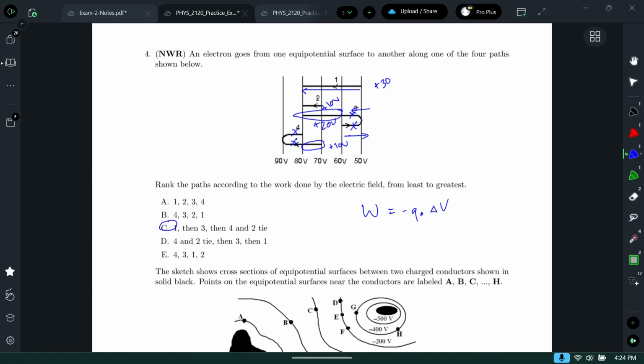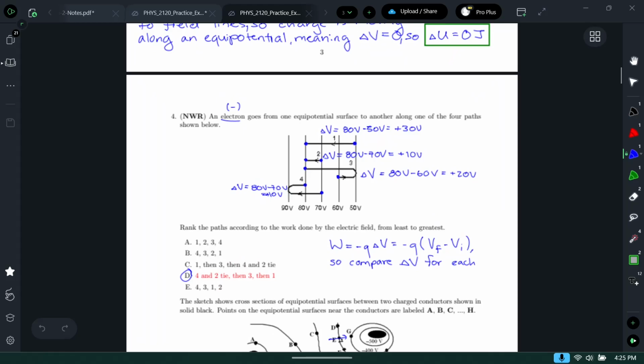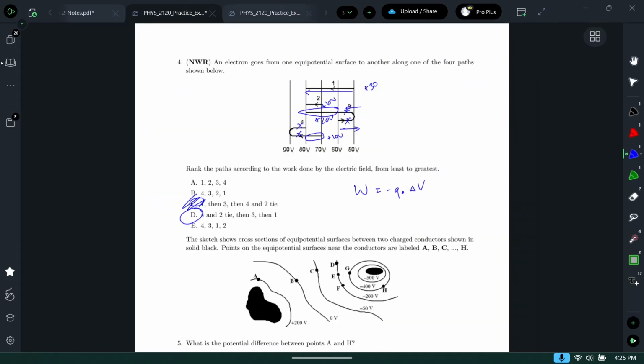Is that what I had as a solution? I think it was D because it was going from least to greatest. Oh, least to greatest. Yep. So I would have gotten that one wrong on a knee jerk. Yes, I agree with that ranking.